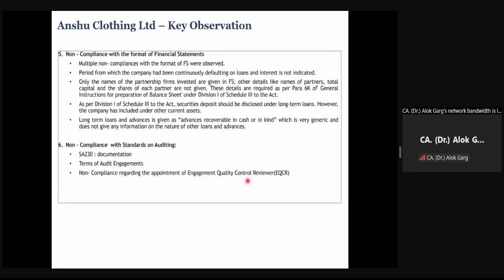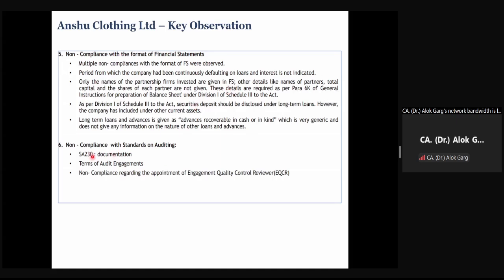There are multiple non-compliances within the format of the financial statement. Multiple non-compliances, right? The period from which the company had been continuously defaulting on loans and interest is not indicated. Only the name of the partnership firm invested in is given in the financial statement. Other details like name of partner, total capital, share of each partner are not given, right? Which is in non-compliance with the disclosure requirement of Schedule 3. Okay. Security deposit, advances recoverable in cash or in kind. So there was a wrong presentation of these expenses.